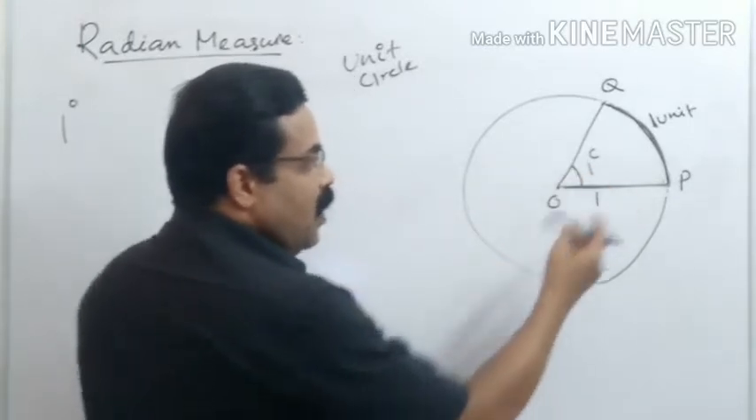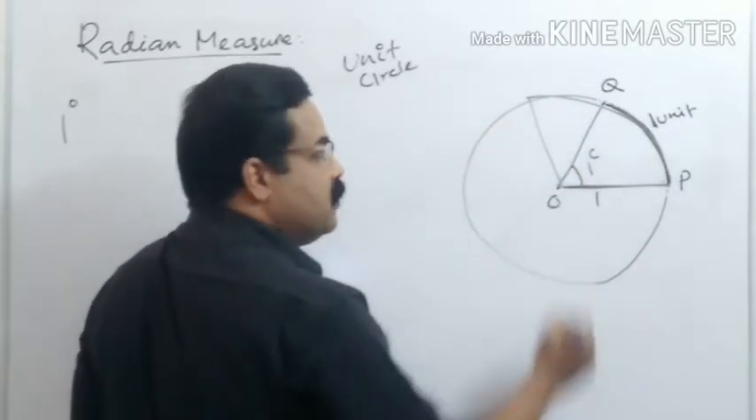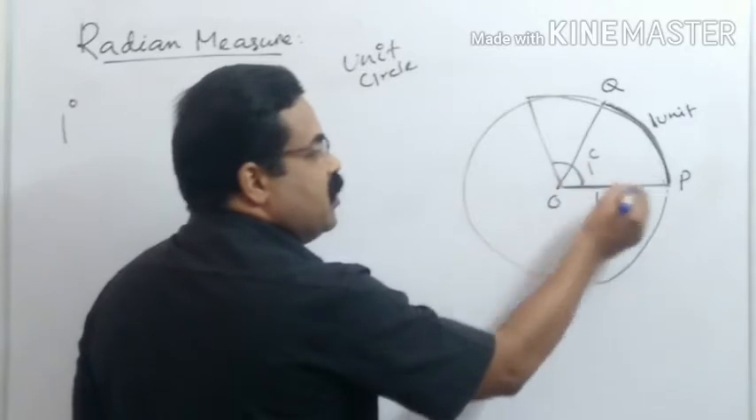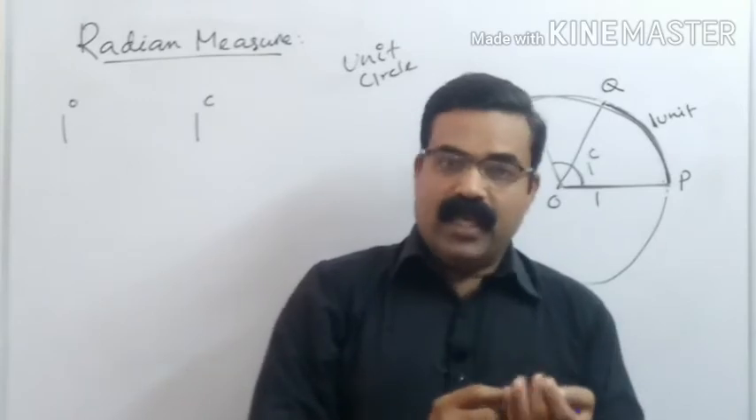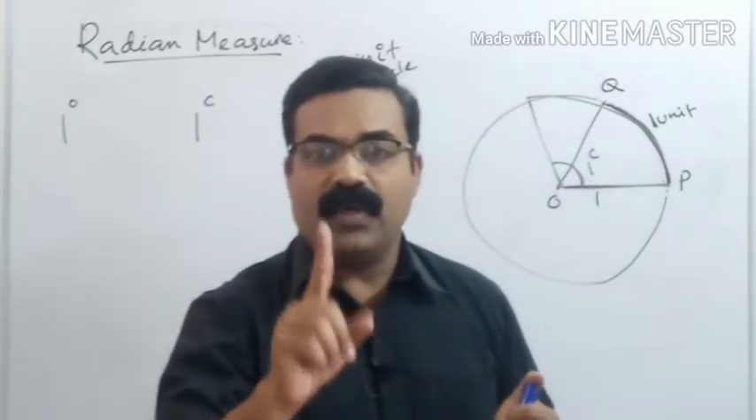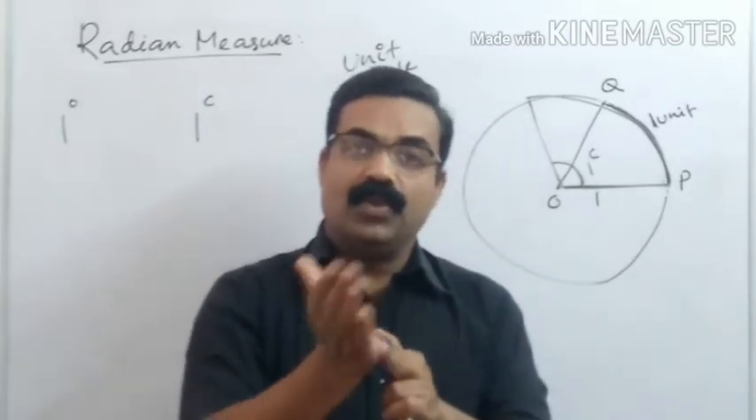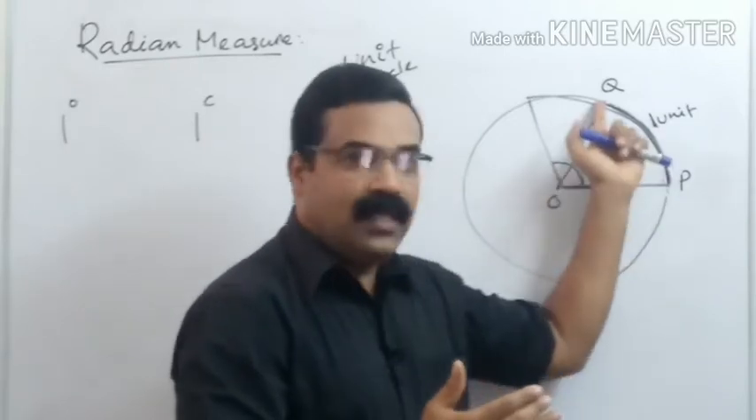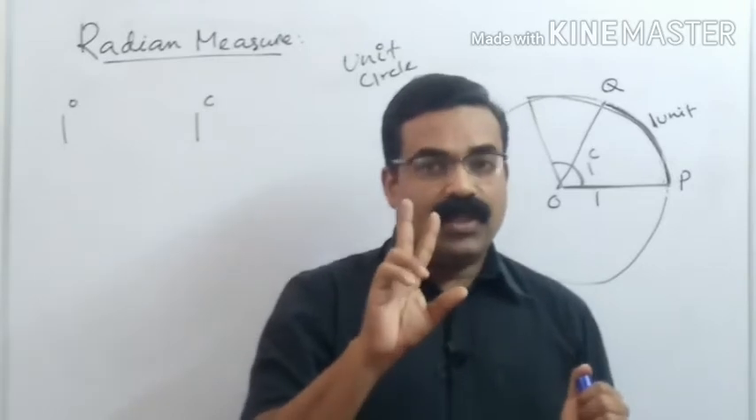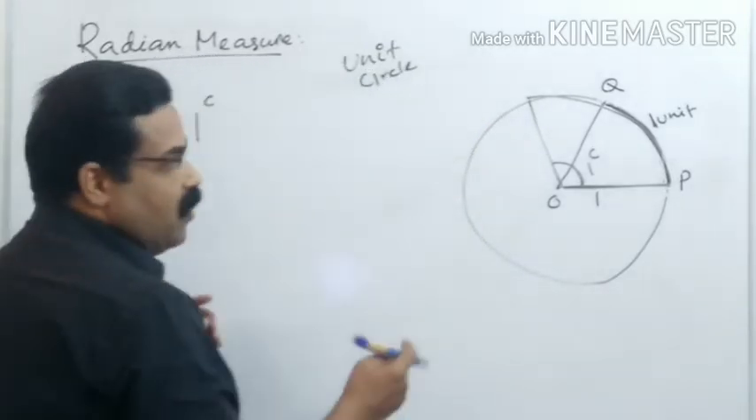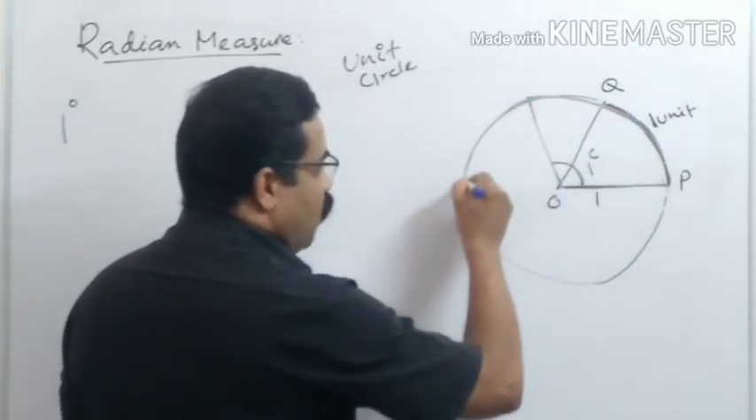If I take arc length 2 units, the angle made will be 2 radians. Similarly, if I take arc length 3, the angle is 3 radians, then 4 radians, like that. In a unit circle, if the arc length is 2 times the radius, then the angle subtended at the center will be equal to 2 radians. Like that it goes.